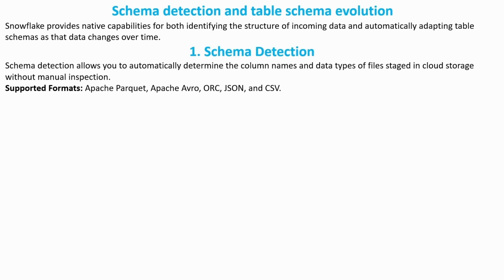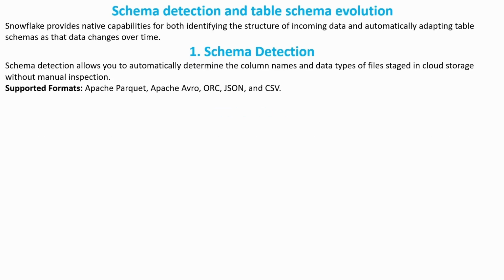Talk about schema detection. Schema detection allows you to automatically define the column names and data types of the files staged in the cloud storage without any kind of manual inspection. Supported formats are Apache Parquet, Apache Avro, ORC, JSON, and CSV.